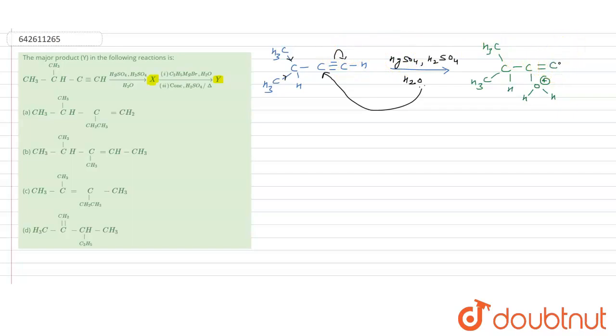So you can write here CH and HgSO4, like this: HgOS double bond O, and O negative. This is O negative, and here it is a double bond. This is how the reaction proceeds.